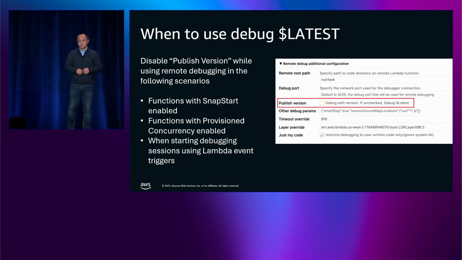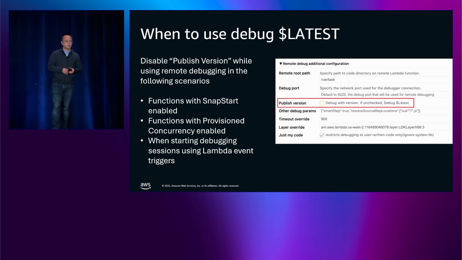So for remote debugging, when we hit that remote debug button, the toolkit actually attaches a layer to your function and makes some changes, like extending the timeout to 15 minutes. And it actually publishes a new temporary version of your function, and the invoke goes to that temporary version. We make these changes so that we avoid disruptions to your other traffic.